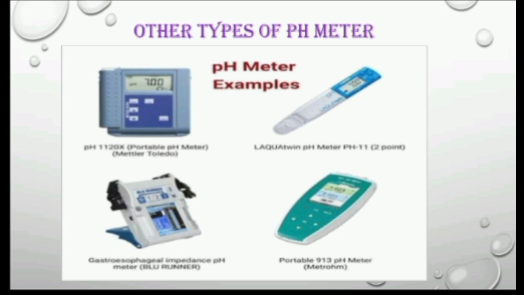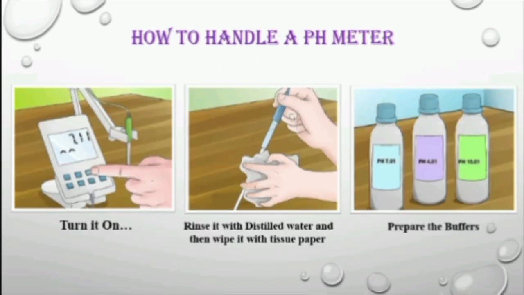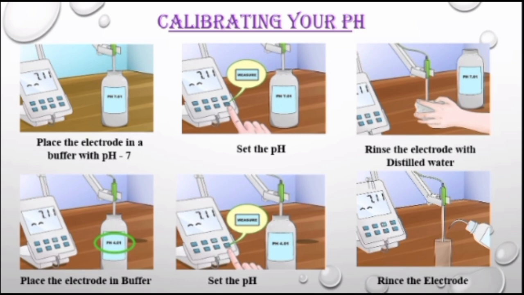Now we are going to see how we can handle a manual pH meter. First, we are going to turn on the pH meter. Next, we are going to rinse the electrode with distilled water, then wipe it with a tissue paper. Next, we are going to prepare the buffers used in the pH meter. Next, we are going to calibrate our pH meter.